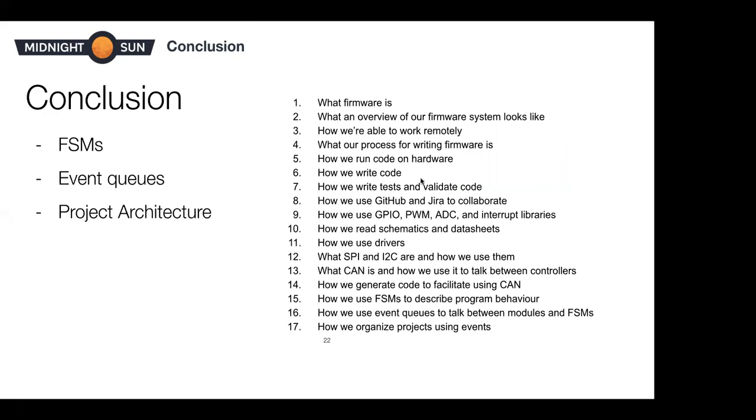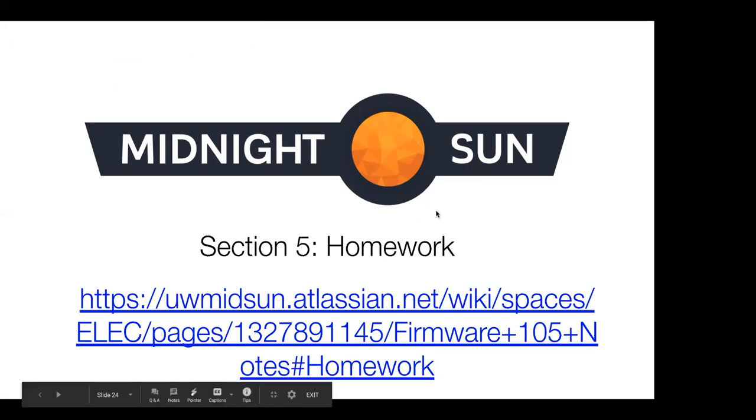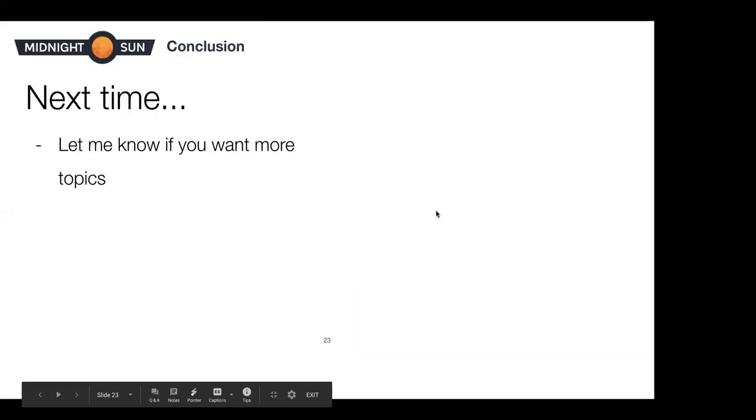There's no next tutorial, but if you think of something that you want me to cover, I can put together firmware 106 or 201. There is homework at the end if you want to do it. Usually the rule is just that you do the firmware 102 and 103 homework, and once you've done that, we can give you a task. But if you want to practice with event queues and FSMs, it's there, and I will link it afterwards, as well as these notes. So if anyone has any questions, you can ask them now.